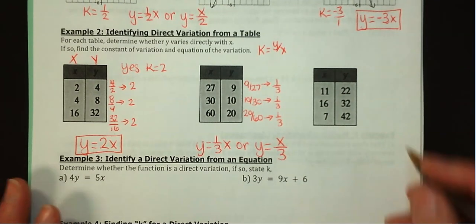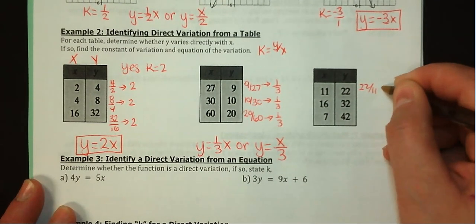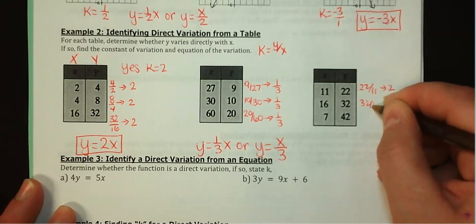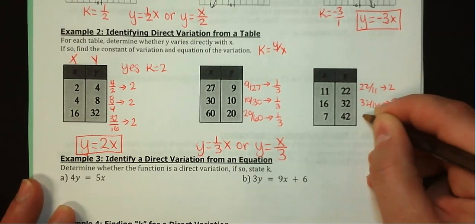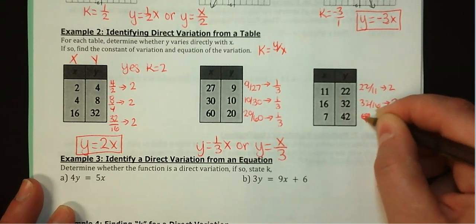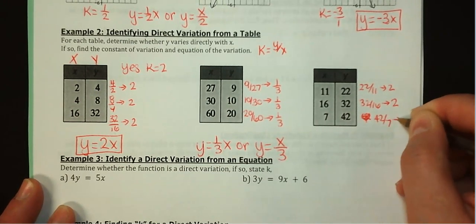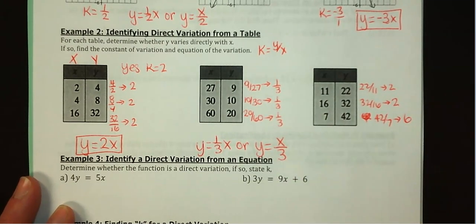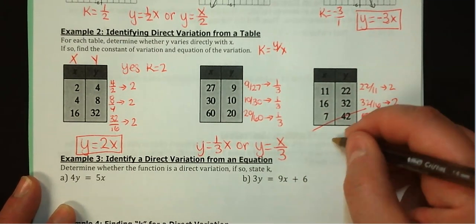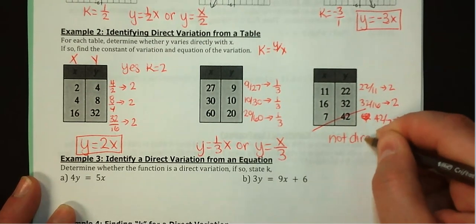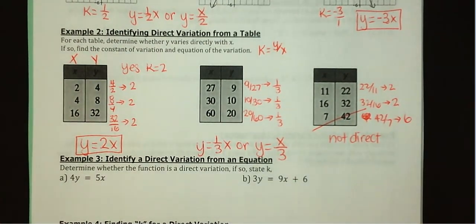All right, and then the last one real quick. 22 divided by 11, that's 2. 32 divided by 16, we actually did that in the first table. That's also 2. 40, well, I can't, fail. Okay, 42 divided by 7 is 6. And one of these is not like the others, right? So this ruins everything. This is not a direct variation. You could just say no. You don't have to write out a bunch of words. If one of them is not the same as the others, then you don't have a consistent k value. So you don't have a k value, so it's not a direct relationship for that last example. Does anybody have any questions about picking it out from a table?